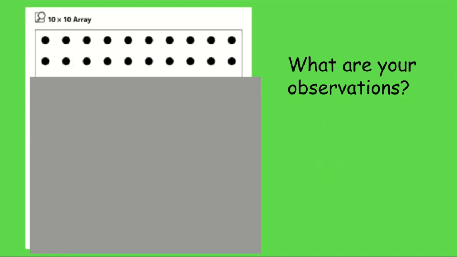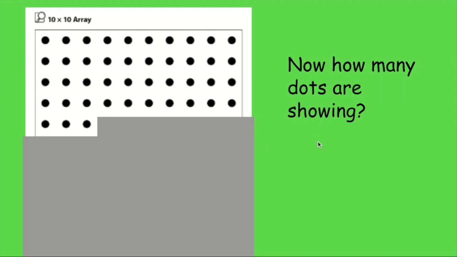What do you notice in this group? If you said there's 20 dots, because there's 10 in each row and 10 plus 10 is 20, you would be correct. You can just count them as 10, 20. If you know that there's 10 in the first row, and you know the rows are the same, you can count by tens. Now how many dots are showing?